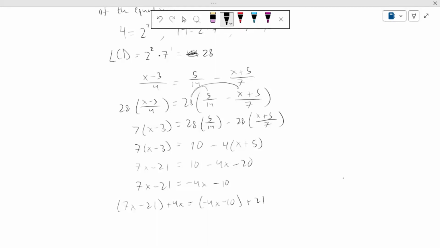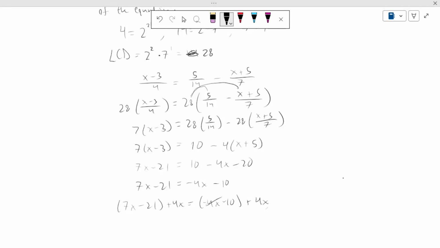Oh, no, it isn't. My mistake, everybody. I am not thinking today. Get rid of this. There we go. I added 4x to both sides of the equation, not 21. There we go. That looks a little bit better.